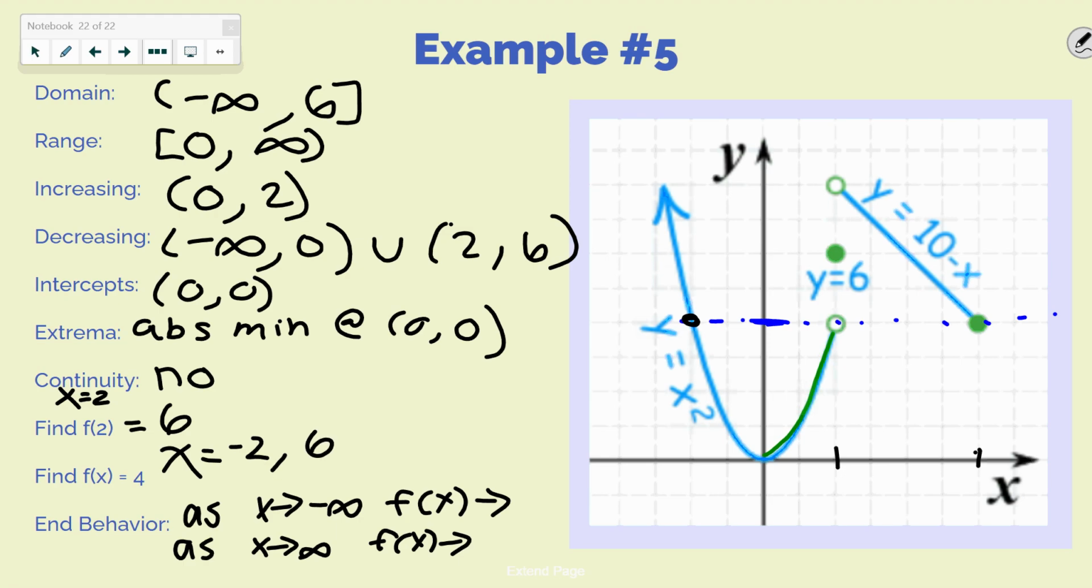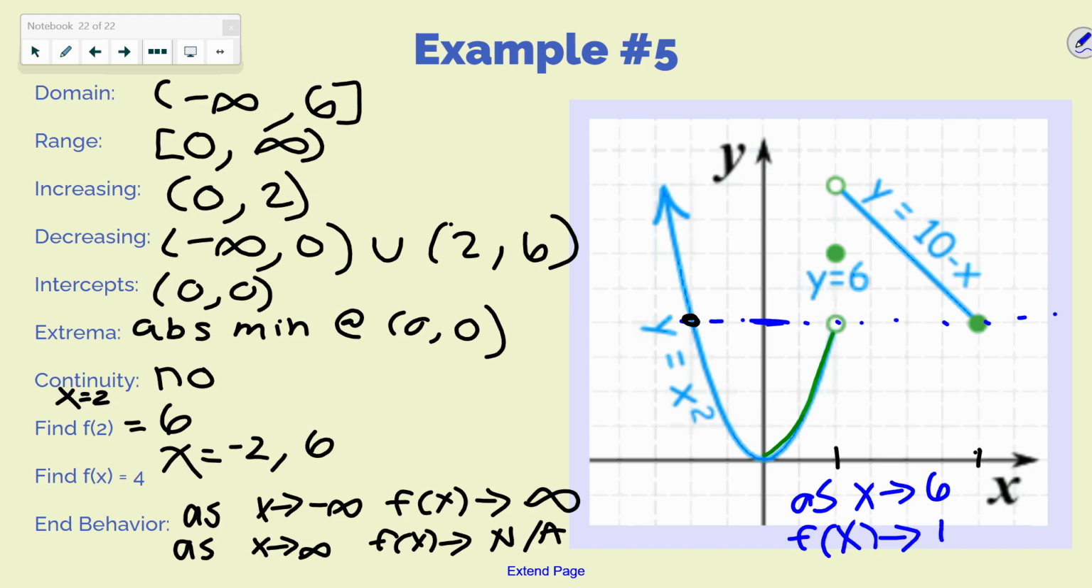And lastly, as x approaches negative infinity, where's our function going? Infinity. Up, up. So as x approaches positive infinity, where's our function going? NA. Yes, there's nothing going on the right, so option 1 is writing NA, or option 2, if you remember, could be saying as x approaches 6, f of x approaches 4. Good. That would be as far right as you can go. But we could just put NA.